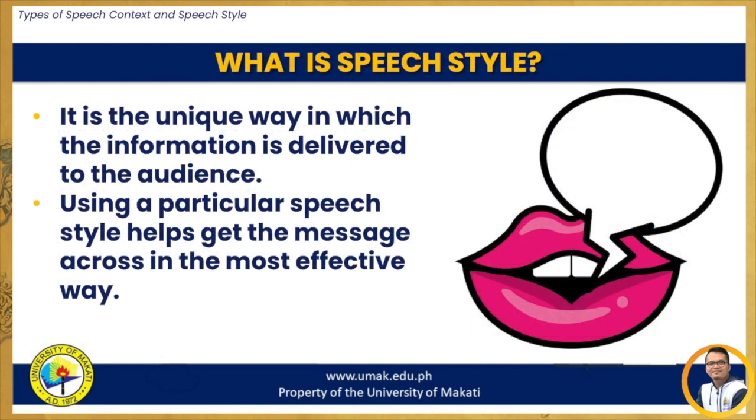The unique way in which the information is delivered to the audience is referred to as speech style. According to Martin Joos in 1976, it is a form of language that the speaker uses which is characterized by the degree of formality. Using a particular speech style helps get the message across in the most effective way. A speech context dictates and affects the way people communicate, eventually resulting to various speech styles. Once you have identified the context of the communicative situation, the next task is to choose which appropriate style to use.